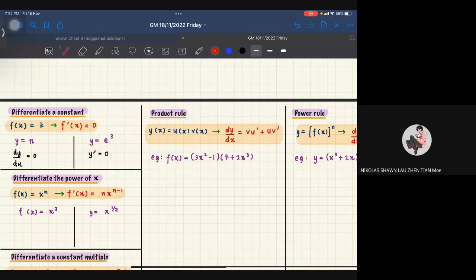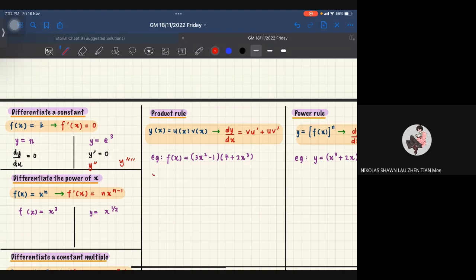Y double prime. Y double prime, betul? Exactly. Thank you. Okay, so y double prime and so on lah. Kalau kita nak differentiate yang kali ketiga, dia akan jadi y triple prime lah. Okay, tapi kalau kuasa 4, kita dah tak tulis dia sebagai y 1, 2, 3, 4. Itu macam, it's too much untuk kita tulis.